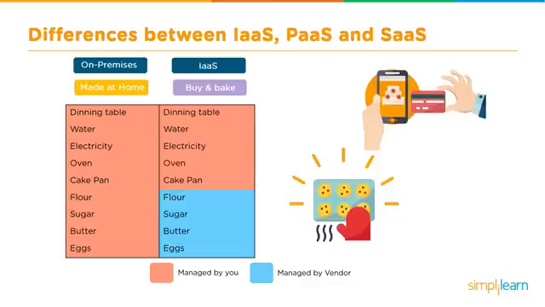The other option you can have is to buy the ingredients and mix and bake the cake yourself. Now this would be like IaaS. Here the infrastructure is managed by the provider and we get to use it and customize it the way we want it. Here the cloud service is a shared responsibility.